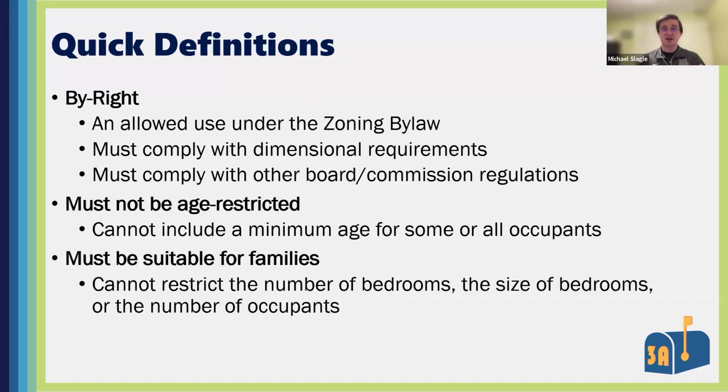As we dive in, here are 3 fairly simple concepts that I'll hopefully go through quickly. The first is that idea of by right. A by right use is something that is allowed under the zoning bylaw. Currently we have the example of single family houses. They're allowed by right in Stow. You don't have to go to the planning board or the zoning board of appeals to build a single family house, as long as you comply with a few other regulations, such as it can't be too tall and it has to be within the setbacks from the property line.